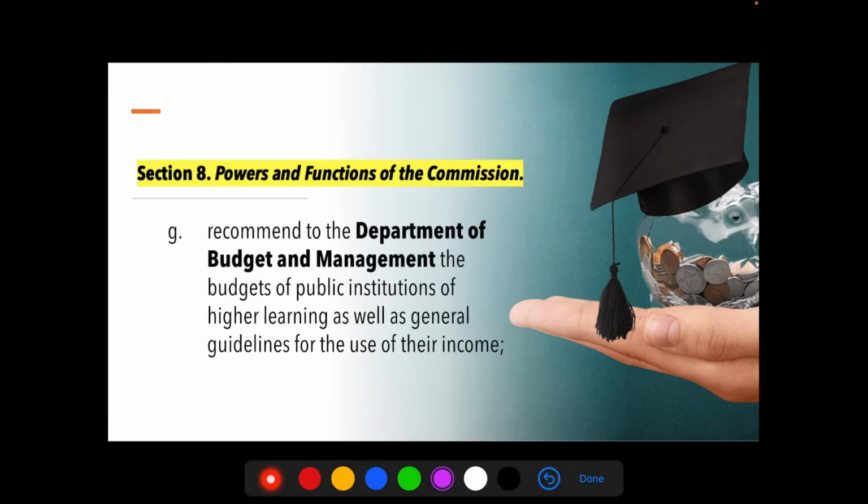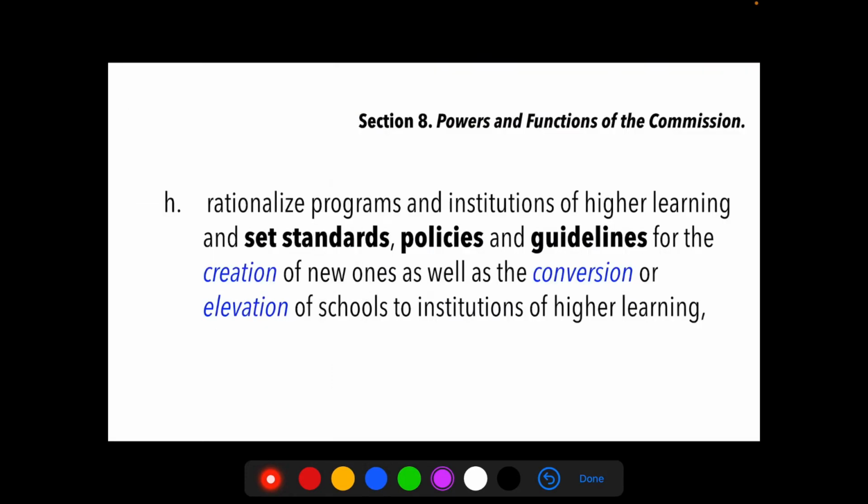Next one, recommend to the Department of Budget and Management the budgets of public institutions of higher learning, as well as general guidelines for the use of their income. Next, rationalize programs and institutions of higher learning and set standards, policies, and guidelines for the creation of new ones, as well as the conversion or elevation of schools to institutions of higher learning. And this is still subject to budgetary limitations and, of course, the number of institutions of higher learning in the province or region where this creation, conversion, or elevation is sought to be made.